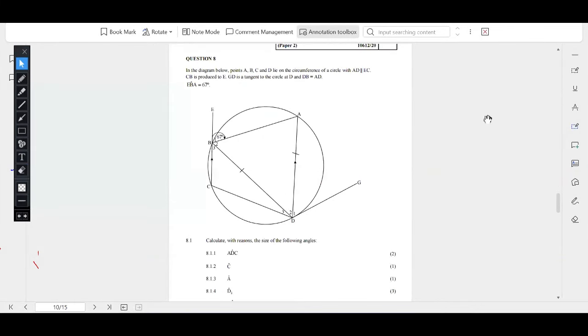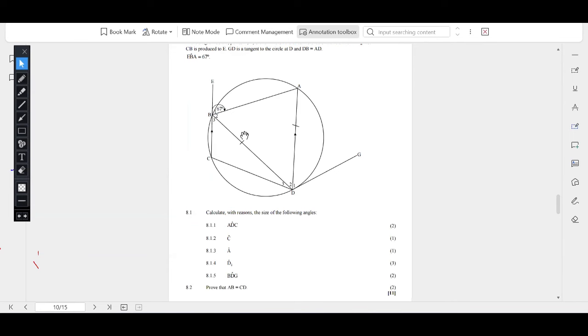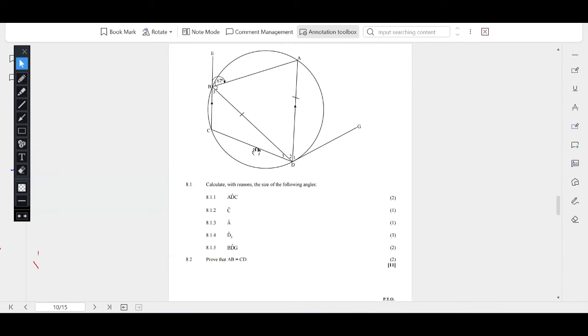So now we are on question 8. It says, in the diagram below, points A, B, C, and D lie on the circumference of a circle with AD parallel to EC, meant to say. Then CB is produced to E, and then GD is a tangent to the circle at D, and DB is equal to AD, right? Then EBA is equal to 67 degrees. 8.1 says calculate with reasons the size of the following angles.